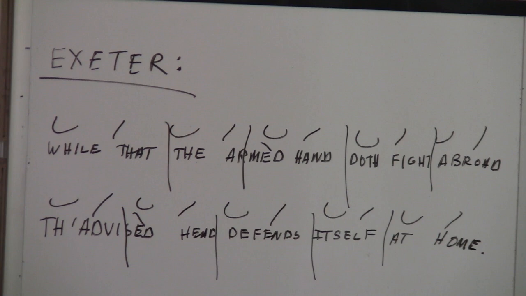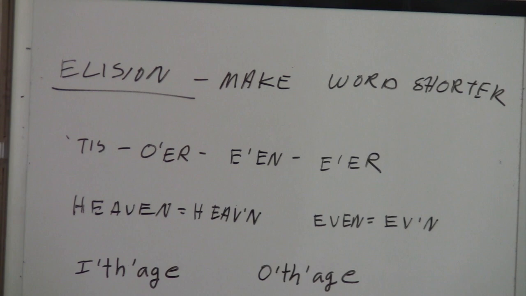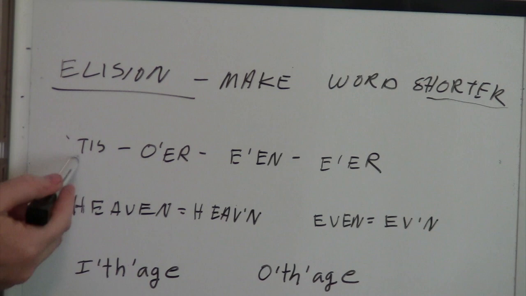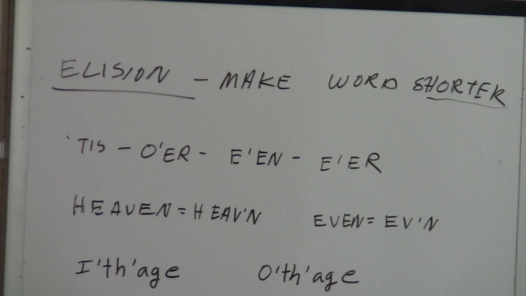Okay, now we're going to talk about elision. Elision is when you make a word shorter than it would normally be to make it fit the scansion, which makes sense because when you elide something, you put it together, you make it shorter. Now, these are just some of the most common elisions that you will see in Shakespeare. 'Tis, meaning it is. O'er, meaning over. Over, two syllables, or one syllable. And you pronounce it like the thing you use in a boat, oar.